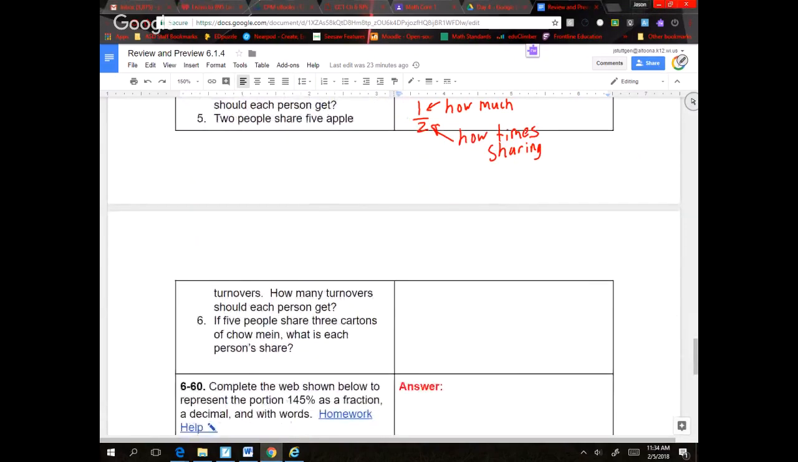Number 5 says 2 people share 5 apple turnovers. So you have 5 apple turnovers shared with 2 people. There's your fraction and answer and division problem. And your answer is 2 1/2. Number 6, 5 people share 3 cartons of chow mein. You have 3 cartons, share with 5 people. There's your fraction, your answer, and division problem.